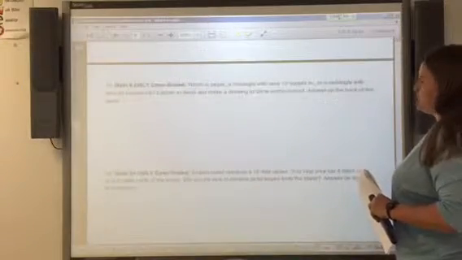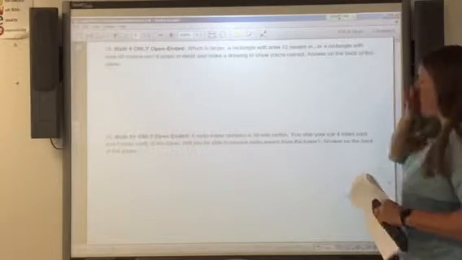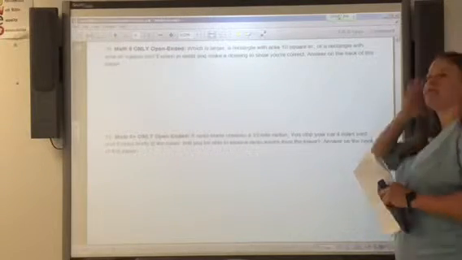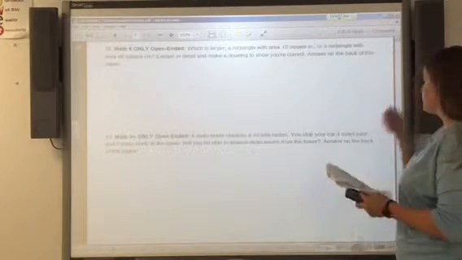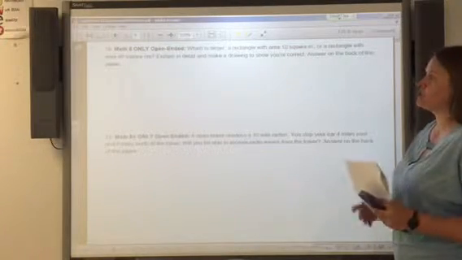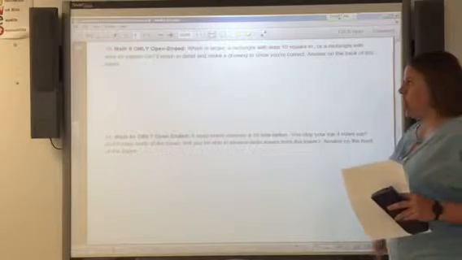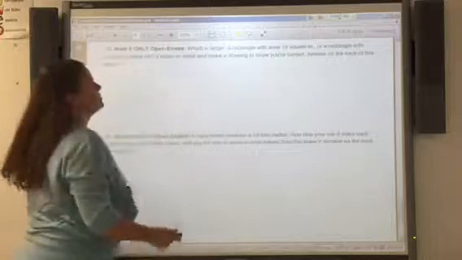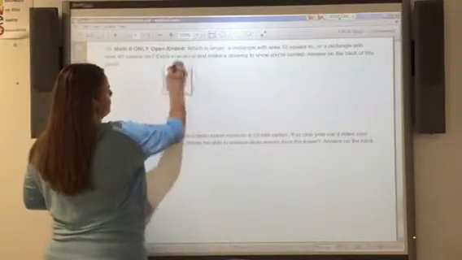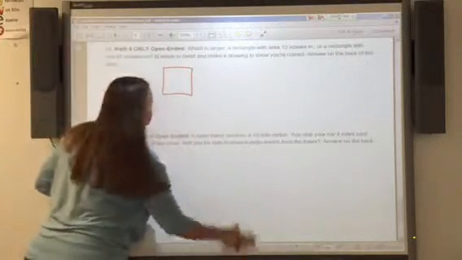All right, last question for each group. The first group is which is larger, a rectangle with an area of 10 square inches or a rectangle with an area of 40 square centimeters. I basically gave credit. So think about a rectangle.